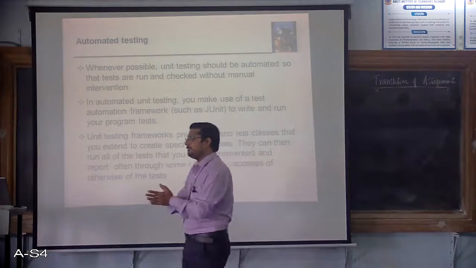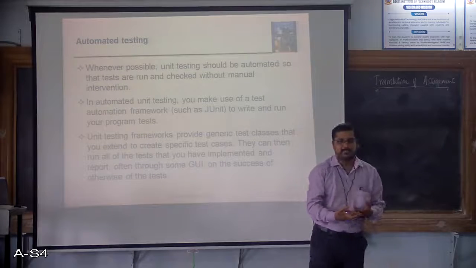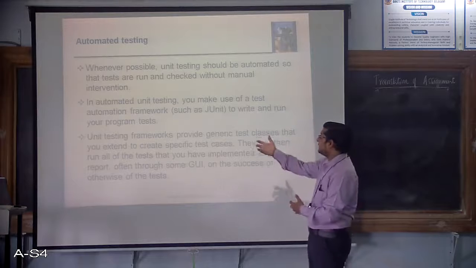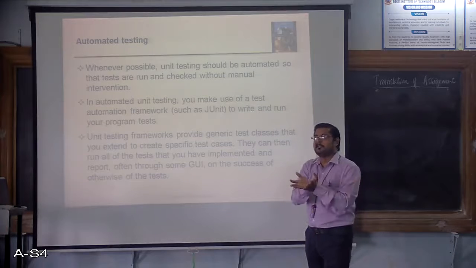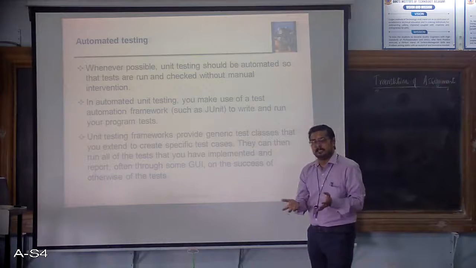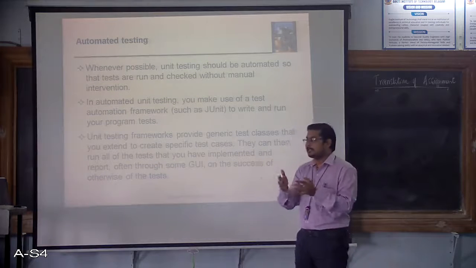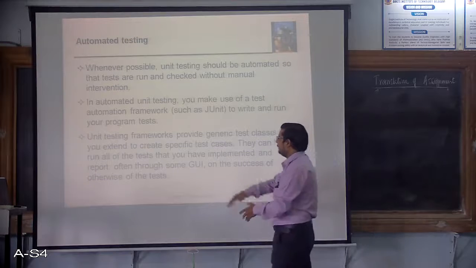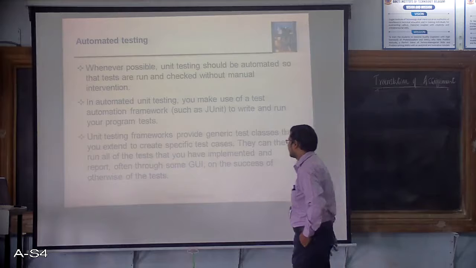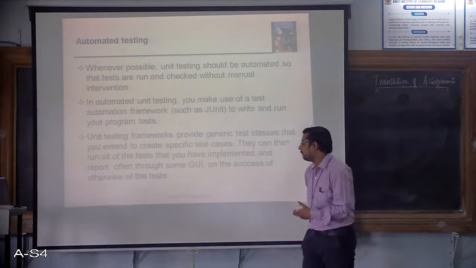In manual testing, we have to check manually, create the operations, and apply different methods. In automated testing, it automatically generates the functions, and for those particular functions we check the condition. If the condition is true, that particular test is correct. Otherwise, the test fails. Unit testing frameworks provide generic test classes that you extend to create specific test cases. They can then run all the tests you have implemented and report, often through some GUI.